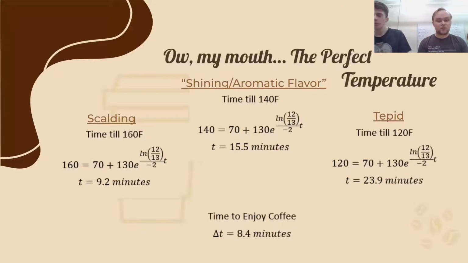Okay, cool. So, with then taking that equation that we've now solved for 4 times, we can then solve for the time it takes to reach certain temperatures. So the time it takes for it to reach the threshold of scalding is 9.2 minutes. And then the time for it to reach that peak temperature of 140 is 15.5 minutes from when it was first brewed. And then until it's too cold is 23.9 minutes. That gives us a time to enjoy the coffee of only 8.4 minutes.